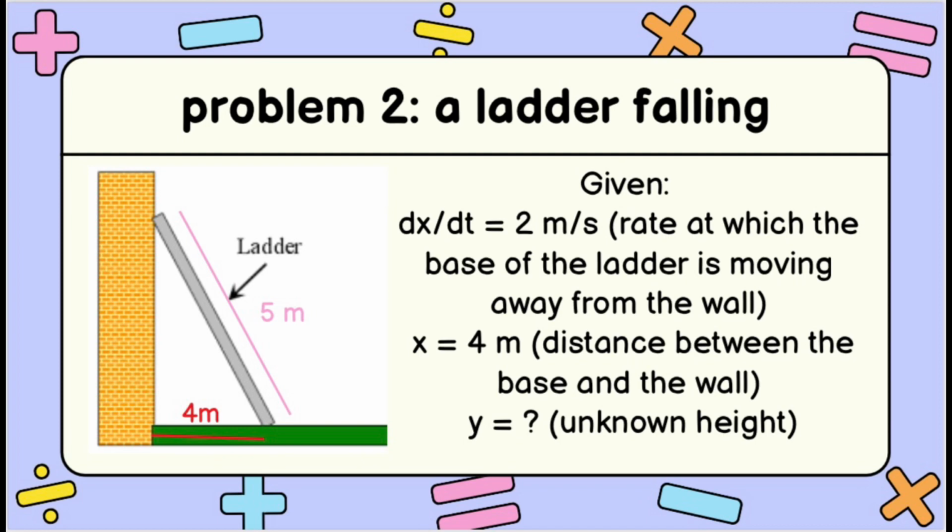So, given that dx over dt is 2 meters per second, which is the rate at which the base of the ladder is moving away from the wall, and x is given as 4 meters, which is the distance between the base and the wall, and y is the unknown height.